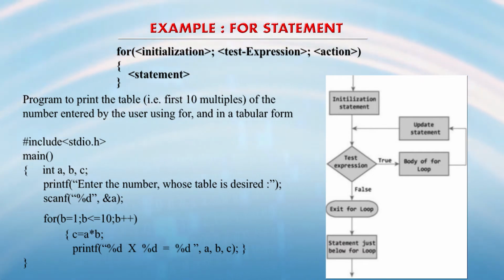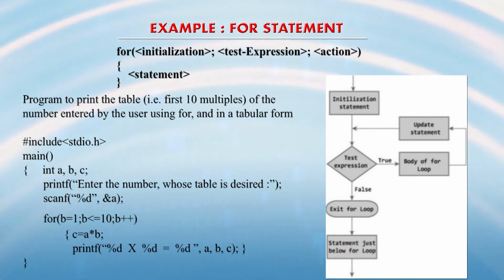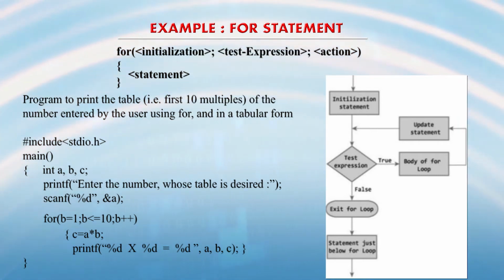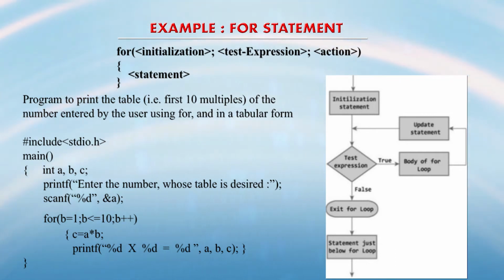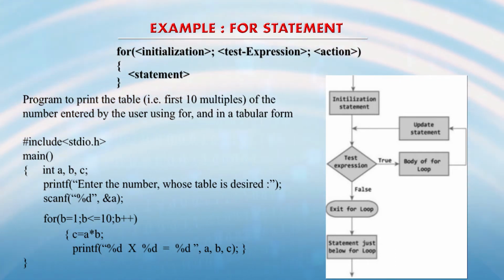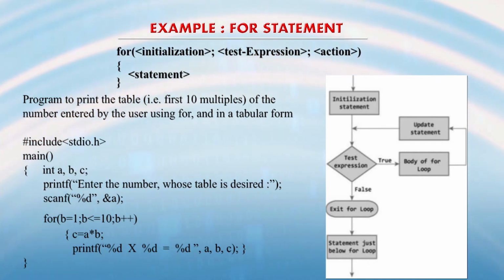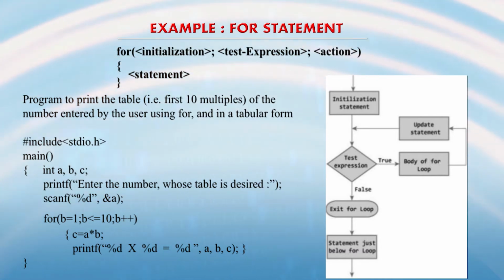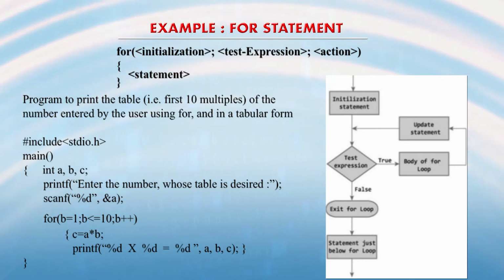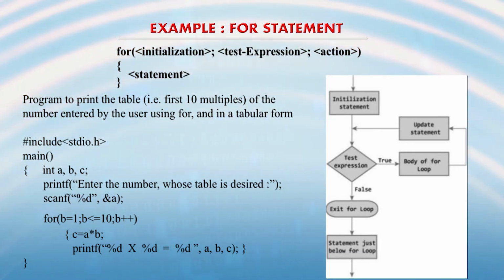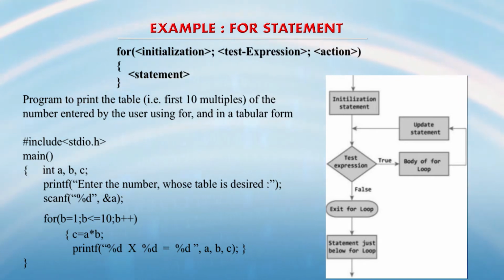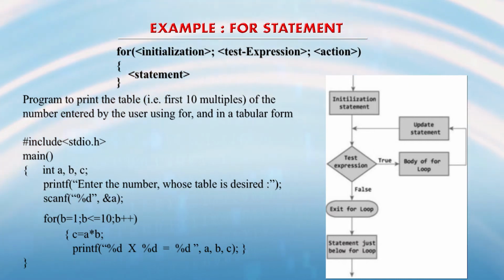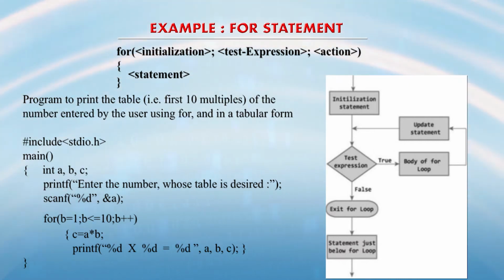After that the main function is called, and in the main function we write the program with int a, b, c, where the number whose table is to be printed is a. So, we ask the user to enter the number a. Now, we use the for loop: for b = 1, b <= 10, b++. The variable b is initialized to 1, and it is checked whether it is less than or equal to 10 or not. If so, then the variable value is incremented by a step of 1.